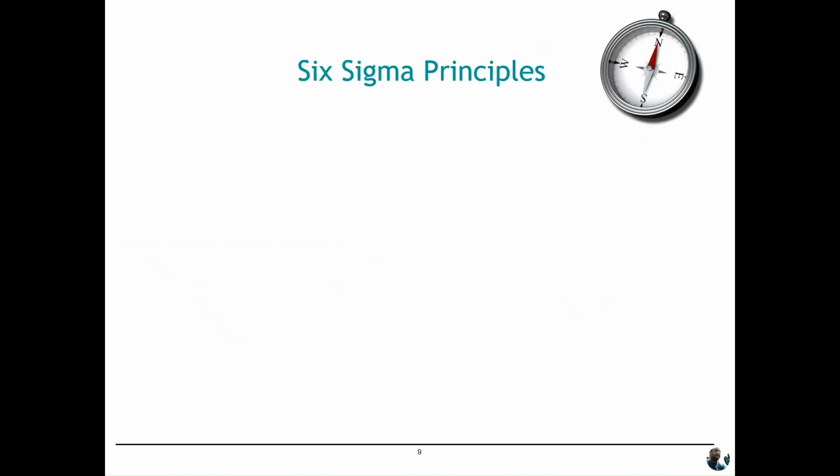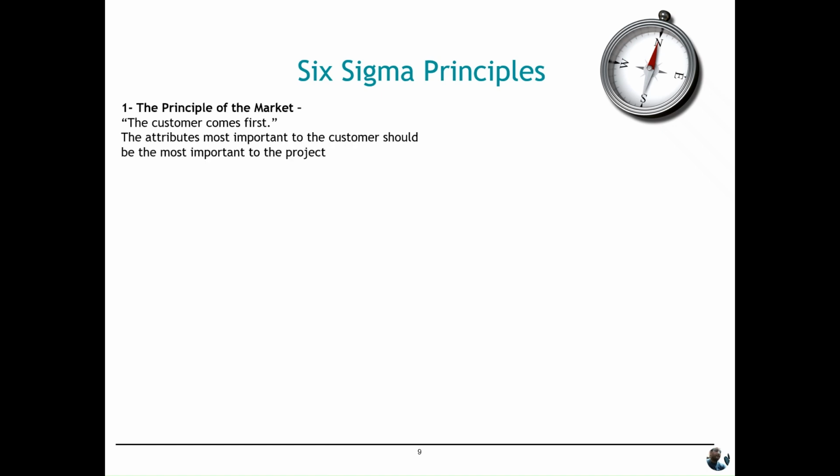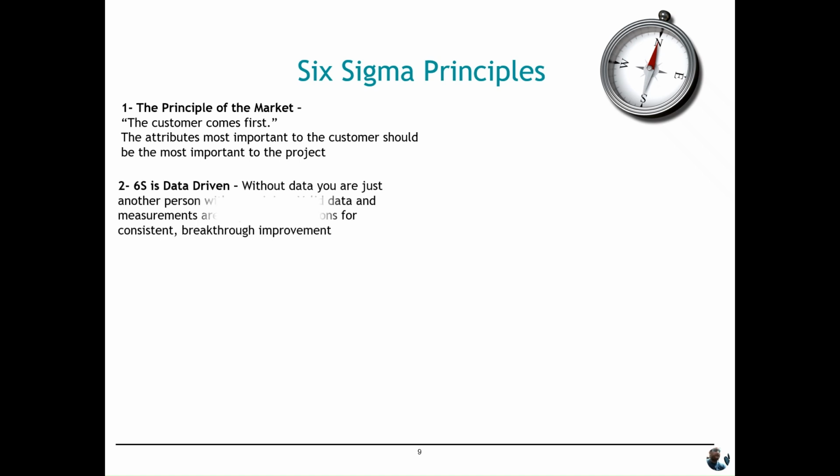There are 10 Six Sigma principles. The principle of market: it means whenever you are taking an initiative, the customer comes first. You should be having the customer in mind while solving the problems. Six Sigma is a data driven approach. It does not go with assumptions. You should have the data behind any problem statement, for how long the problem is there, what is the severity of the problem.